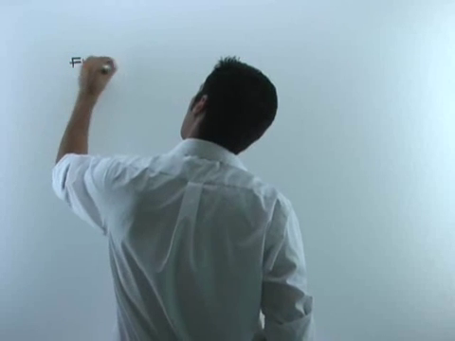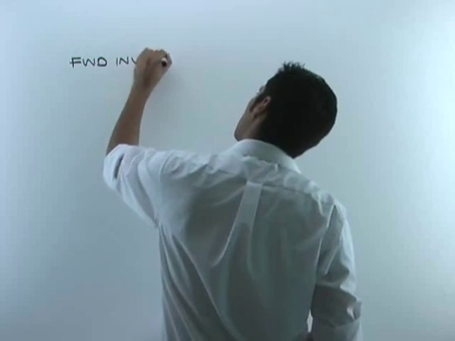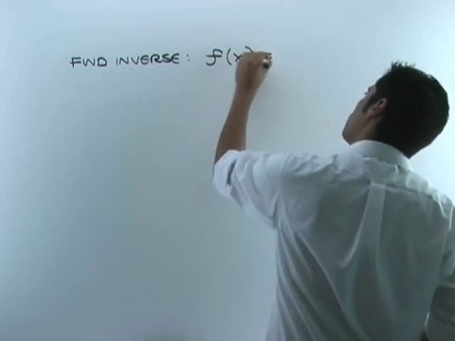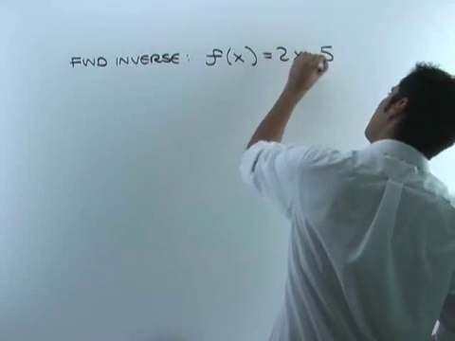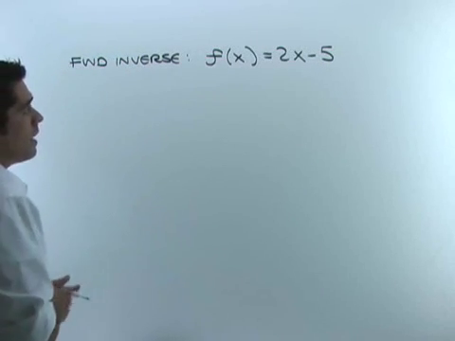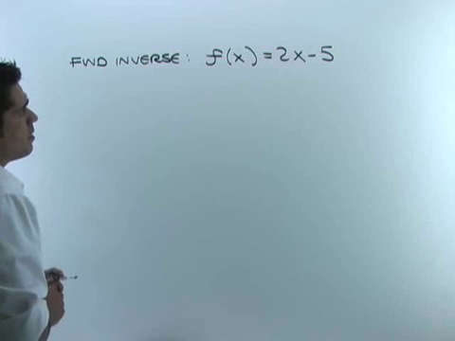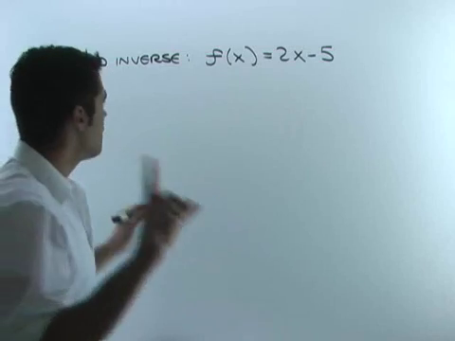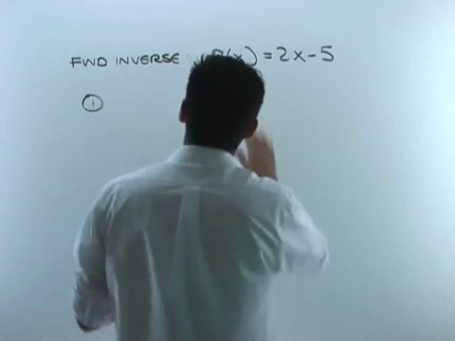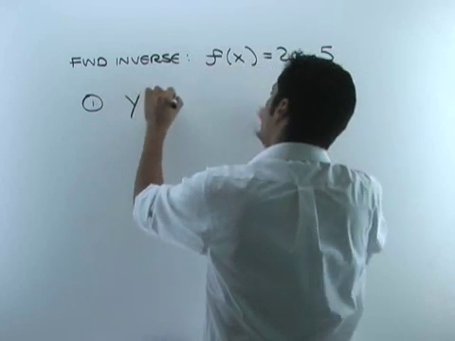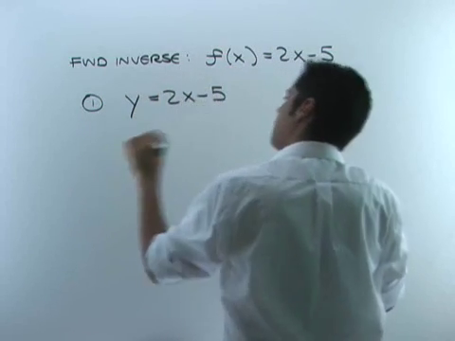So let me give you an example. Let's find the inverse of this function, f of x equals 2x minus 5. We did this example earlier when we were talking about inverse relations. So what I'm going to do here is try and find the inverse of this function. So here are the steps. The first thing you do is you replace the f of x with y. So I put y here equals 2x minus 5.